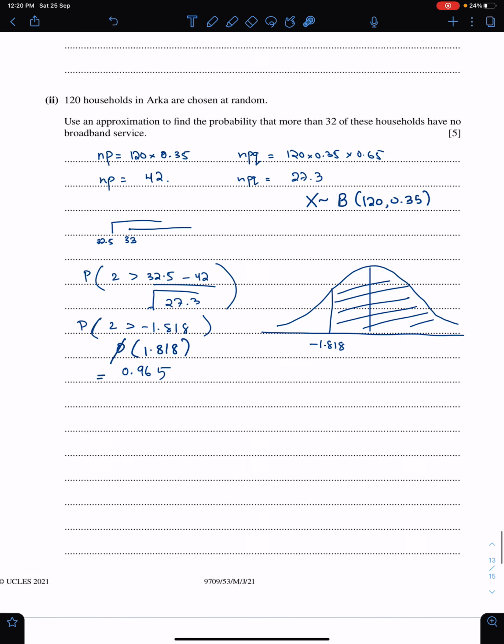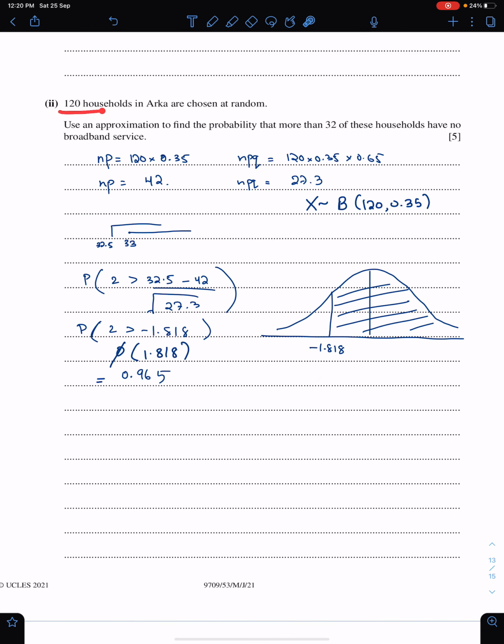Last part of this question. 120 households in Arka are chosen at random. Use an approximation. Approximation means a normal approximation. Find the probability that more than 32 have no broadband service. So this question is originally binomial, but we have to do it through normal approximation. So np is 42 and npq is 27.3.